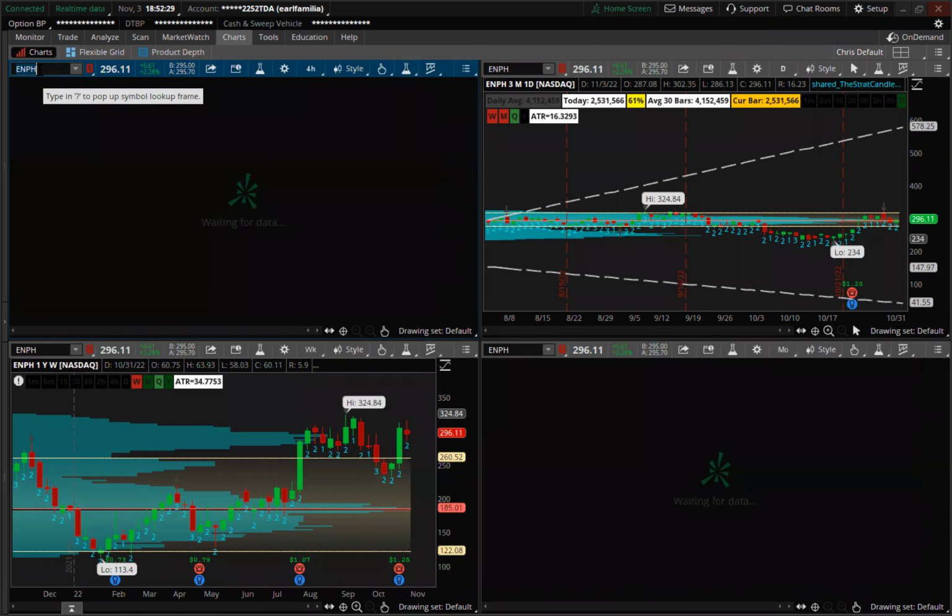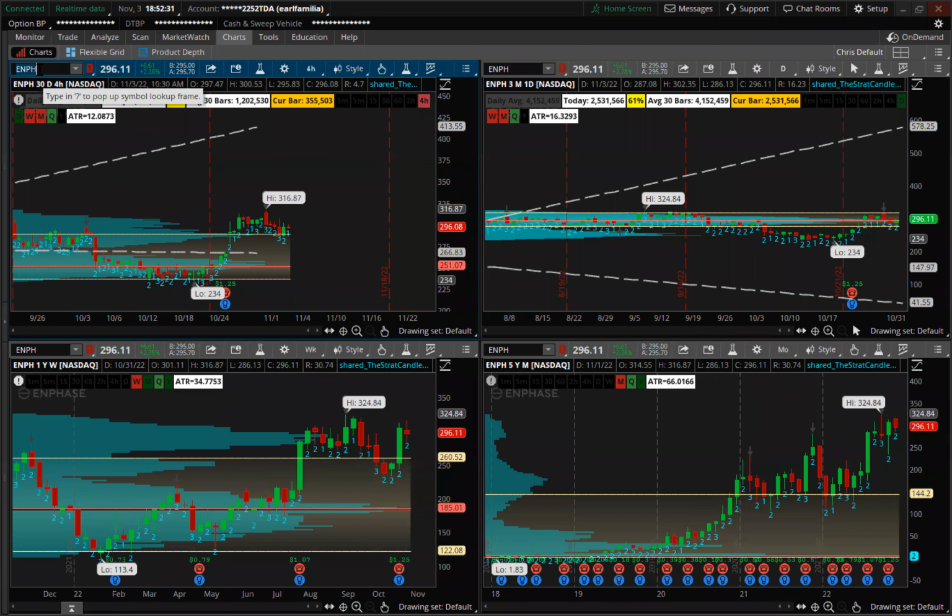Okay, AMD is just consolidating this one. And then in phase, failed 2 down on the day, looking at failed 2 up on the month, failed 2 up on the week. So we'll leave in phase alone, but yeah, the setup looks to the downside. The trend is to the upside though. So that's what my kind of conflict is.